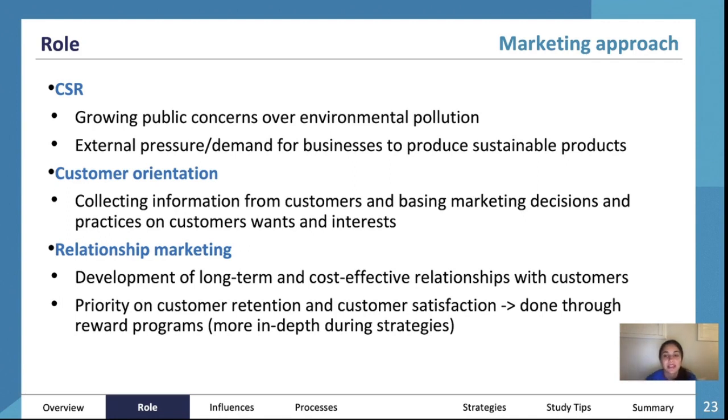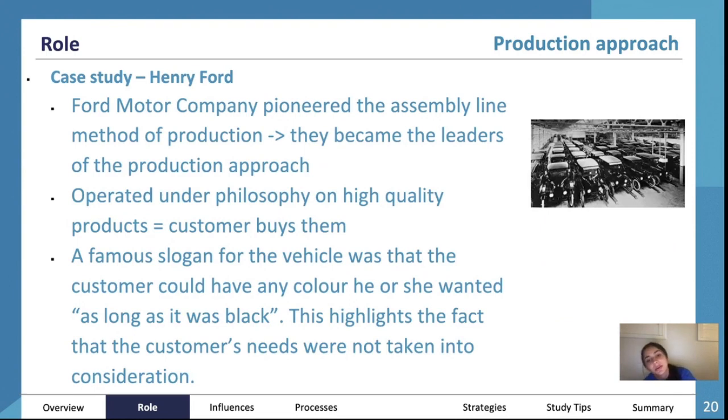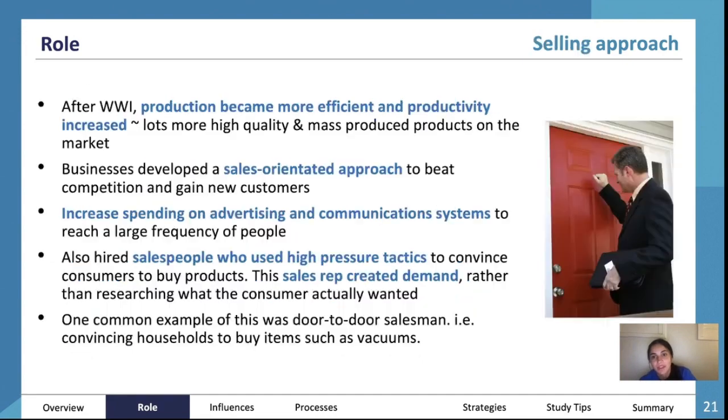And again, all of these points link back to the customer. So when you're looking at the marketing approach, it's all about the customer, their needs and wants and supporting those. When we go back to the selling approach, it's very much about pressure and creating that demand to sell the product, but not to market it. They're selling it, they're convincing you that you need it, while the marketing approach is a lot more about the customer, figuring out their needs and wants first, and then adapting the entire marketing approach to them. And when we were looking at the production approach, no marketing whatsoever, purely just mass production. So that's the difference.